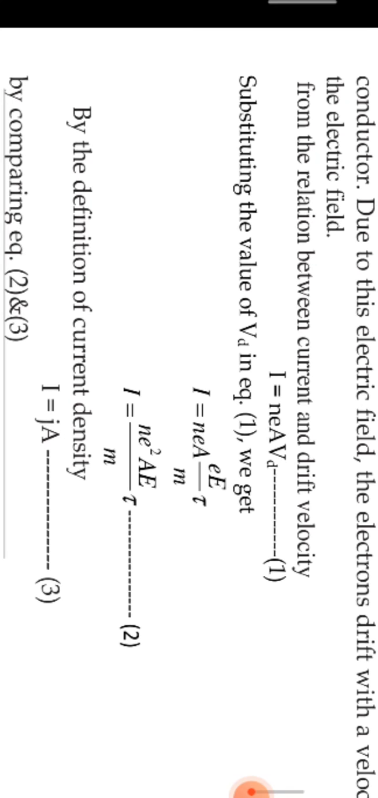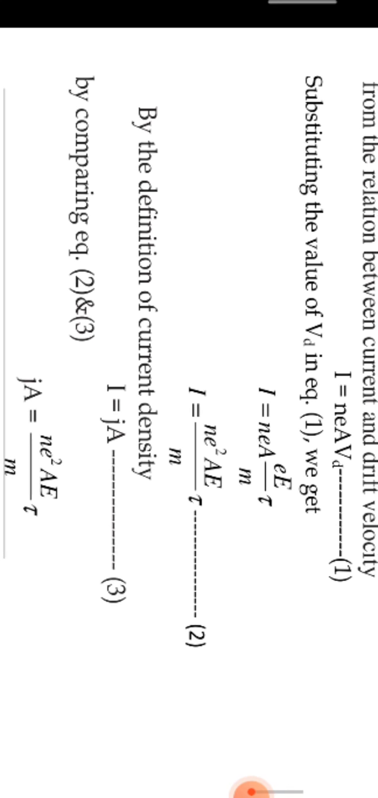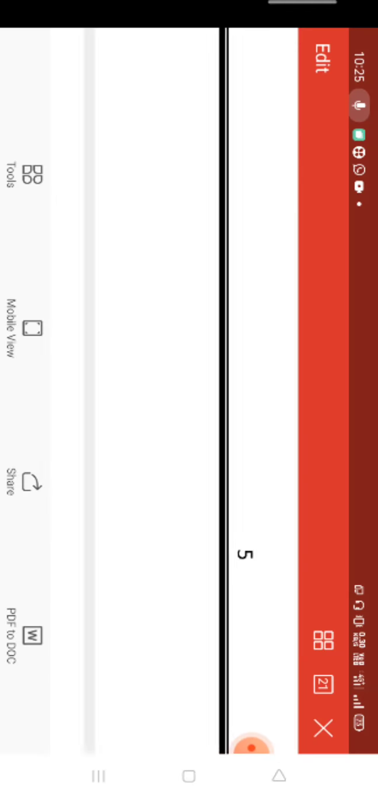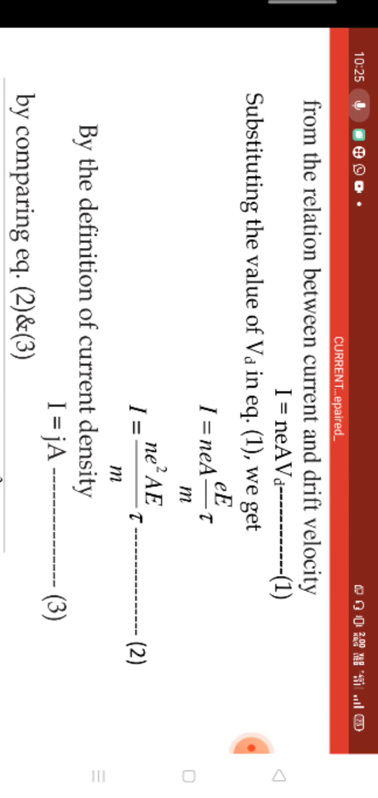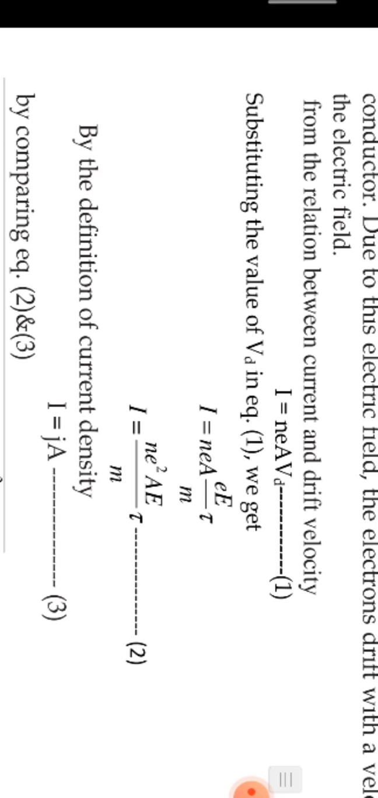Now, by substituting the drift velocity formula in equation 1, we have I equal to neA times the drift velocity, which is eE by m into tau. The same relation is substituted here, so we get I = ne²EAτ/m, the second equation.